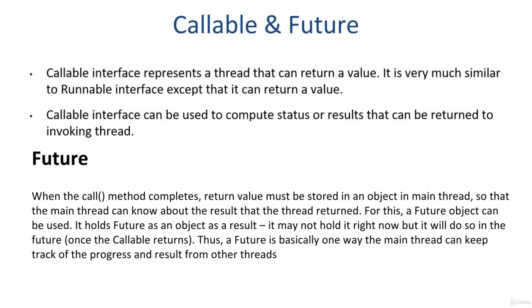Thus, a Future is basically one way the main thread can keep track of the progress and result from other threads. So you create a Future object and then call either submit or invokeAll, as we have seen in the previous example, and this Future object will hold a value sometime in the future. And then we can wait for this Future object to have the value assigned to it using isDone or using .get.